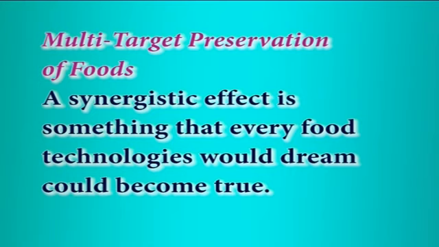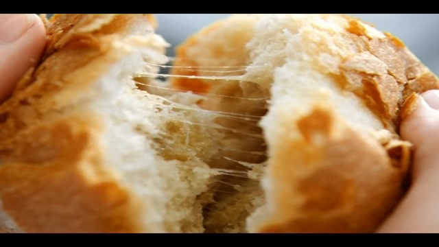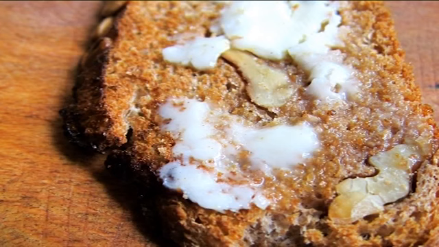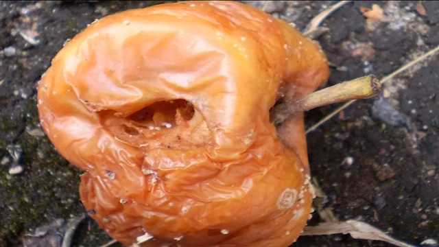Multi-target preservation of foods. A synergistic effect is something that every food technologist would dream could become true. Can we introduce multiple hurdles at the same time during the processing of food? Different targets like cell membrane, DNA, enzyme system of the spoilage organism along with the disturbance of pH, aW, Eh within the microbial cell disturbs the homeostasis of the microorganism.